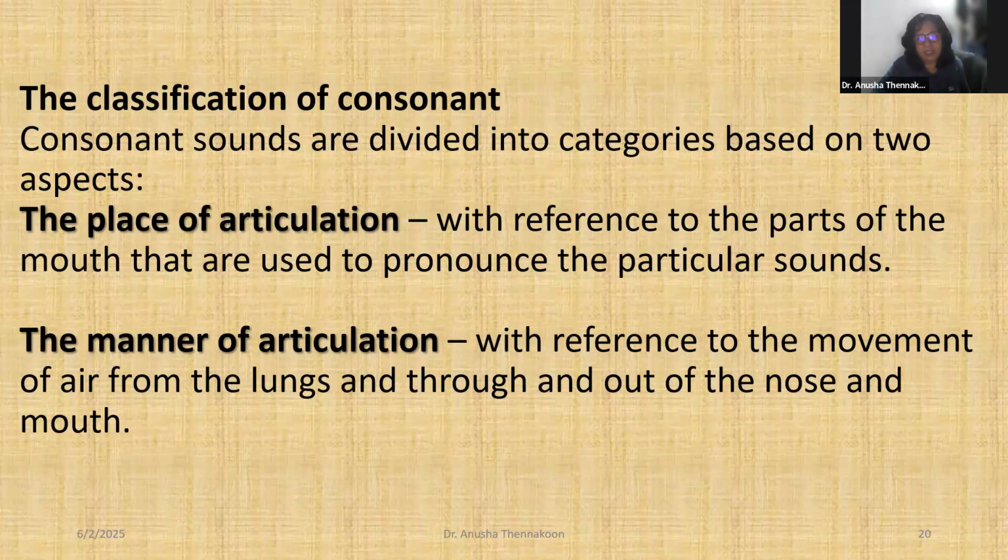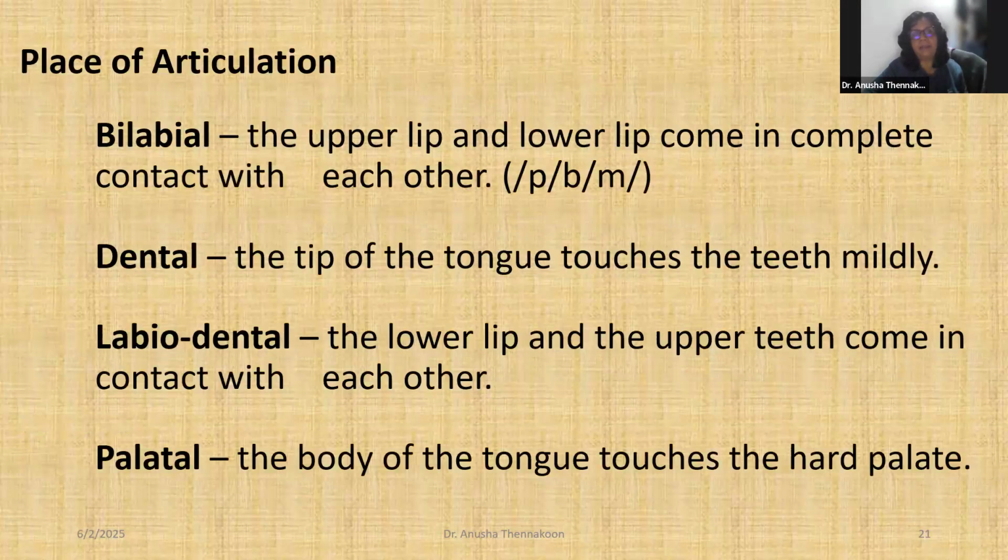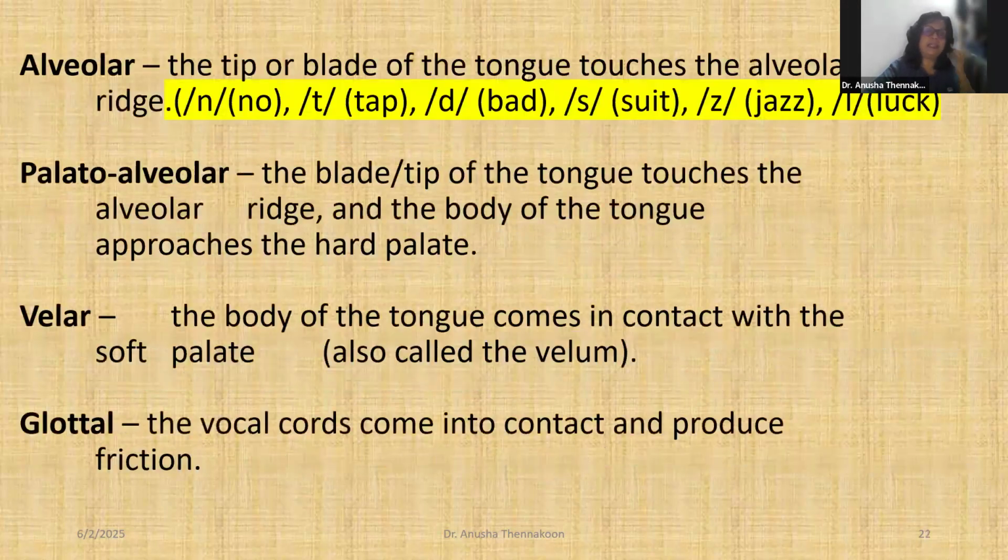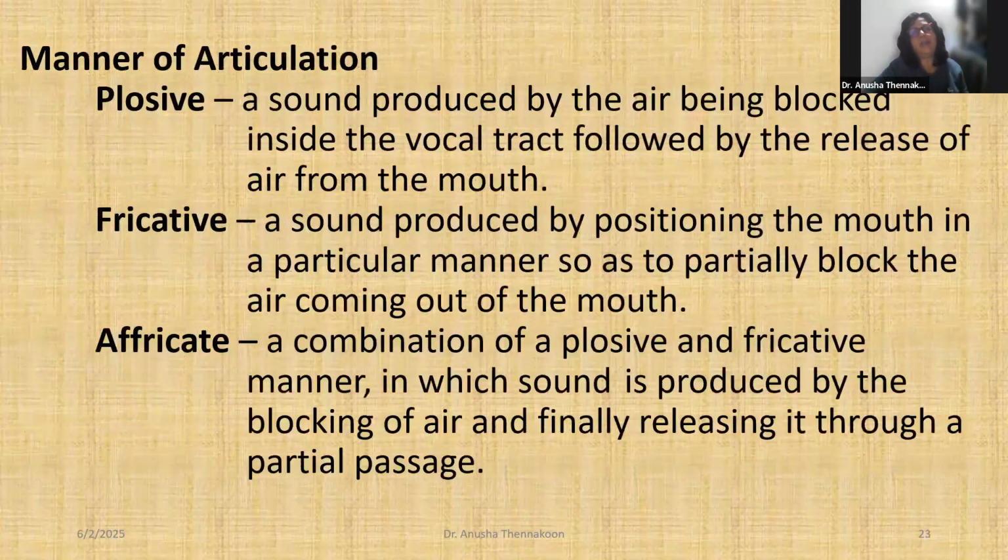Diphthongs contain the combination of two vowels. Then consonant sounds are of two types according to the place of articulation and manner of articulation. Just now we completed place of articulation: bilabial, dental, labiodental, palatal, and so on. So now we are moving to manner of articulation.